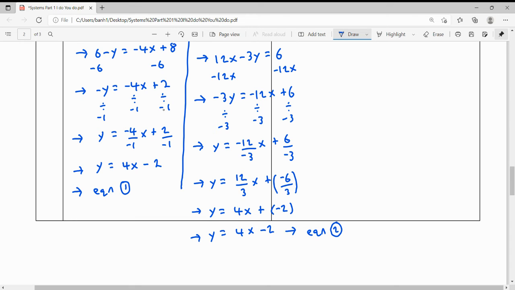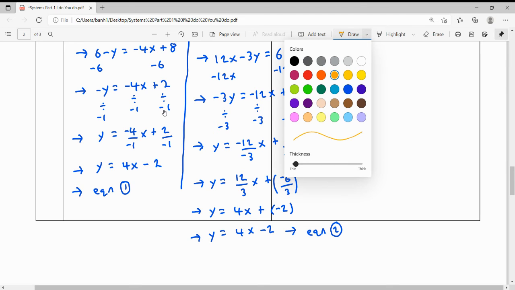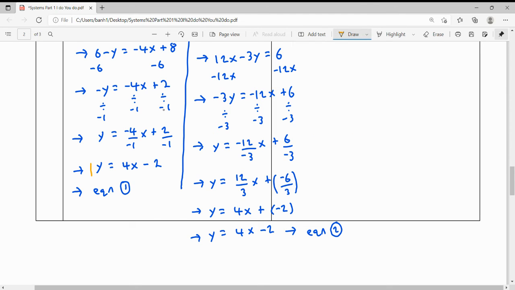But now notice something interesting here. Equation 1 is actually the same as equation 2. So when you graph this, you'll just get the same line on top of each other. Meaning for every value that you put in for equation 1, it would be the same as every value you put in for equation 2. This means that we have an infinite number of solutions.